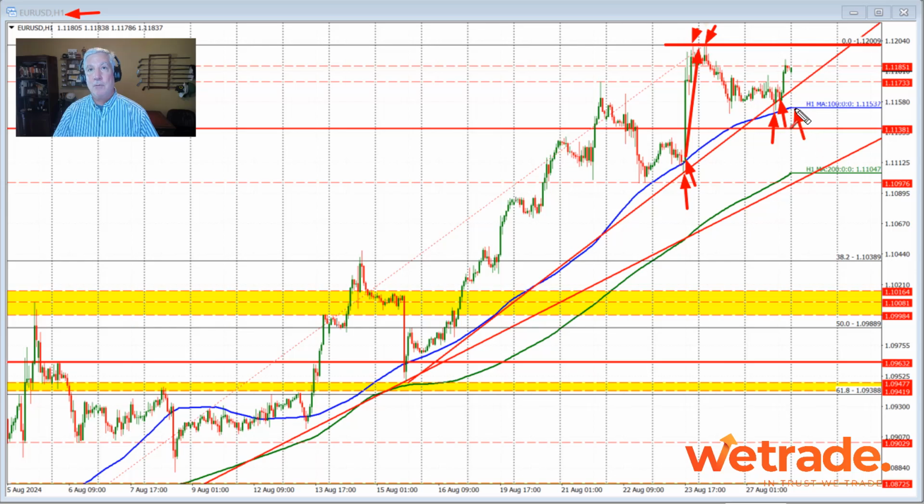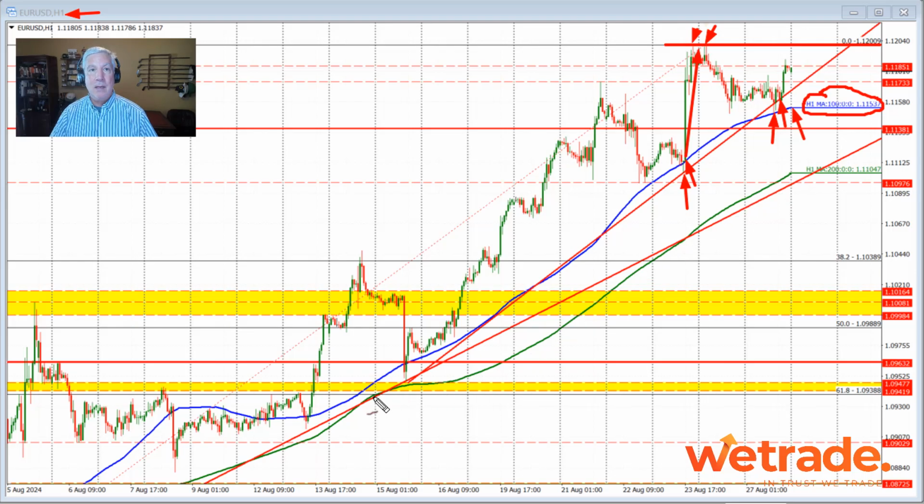It still would take a move below the 100-hour moving average to increase the bearish bias, to get the sellers more in control. But even then, after that, they would need to get below this level right through here, around the 1.1138 level, and then back down to the 200-hour moving average.